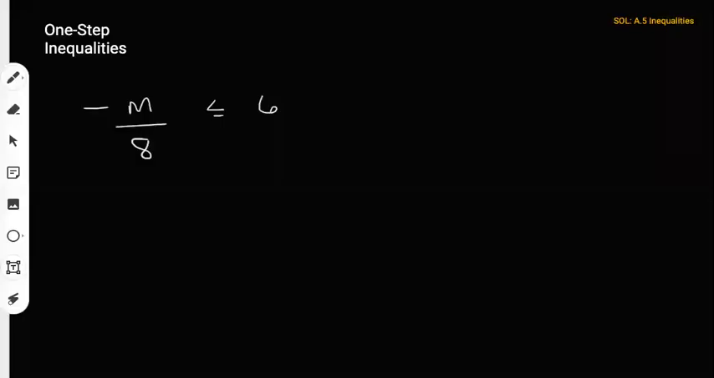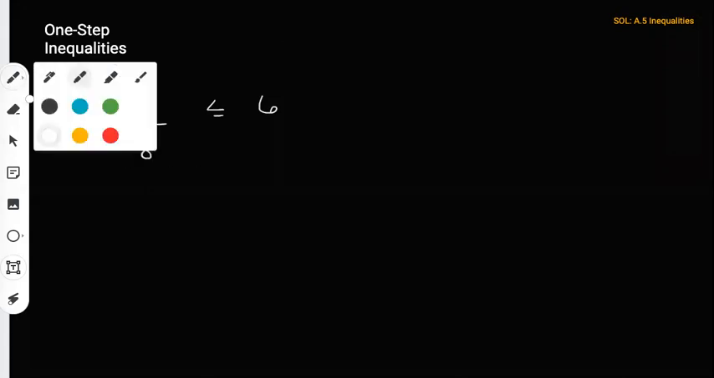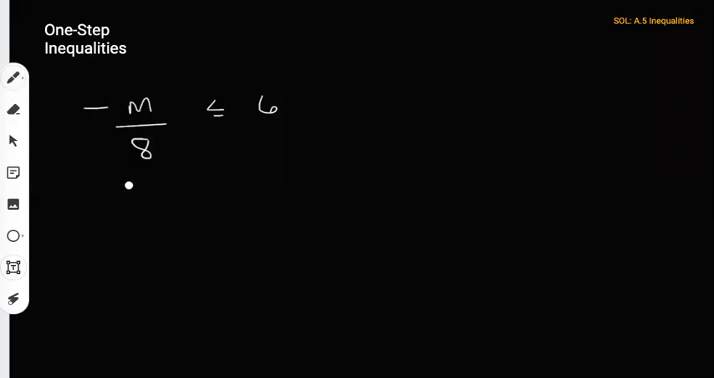All right, so today I'm doing one-step inequalities, and over here I have negative m divided by 8 is less than or equal to 6. So what I want to do is solve this for m. I want to get m by itself on the left-hand side. So I need to get rid of two things. I need to get rid of this negative sign, but I also need to get rid of this 8 that's in the denominator. So how can I do that in one step?